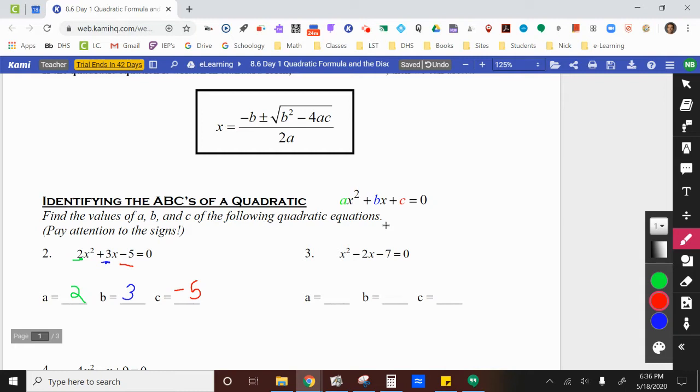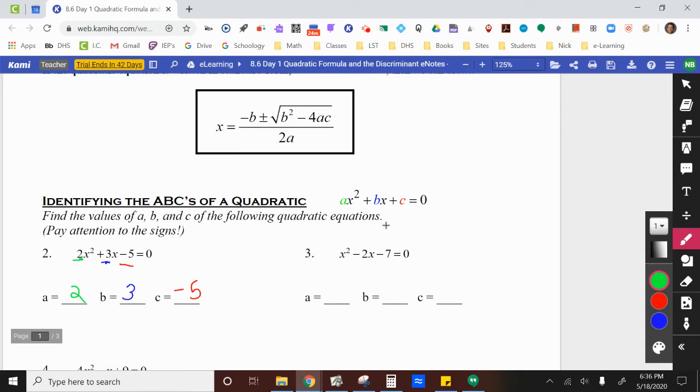All right, example 3 here. So again, write this down if you don't have these notes printed. It is x squared minus 2x minus 7 is equal to 0. Okay, so again, my a value is going to be that number in front of my x squared.